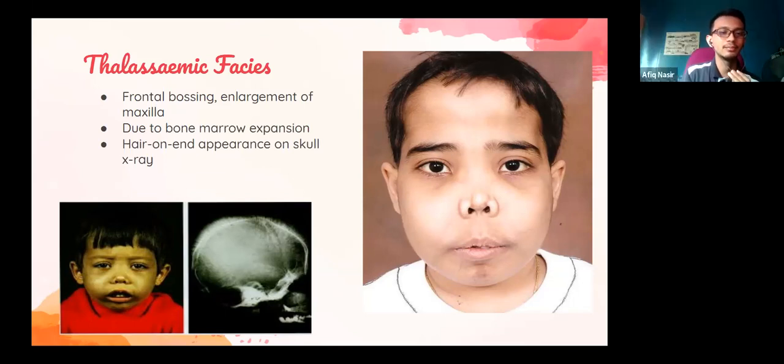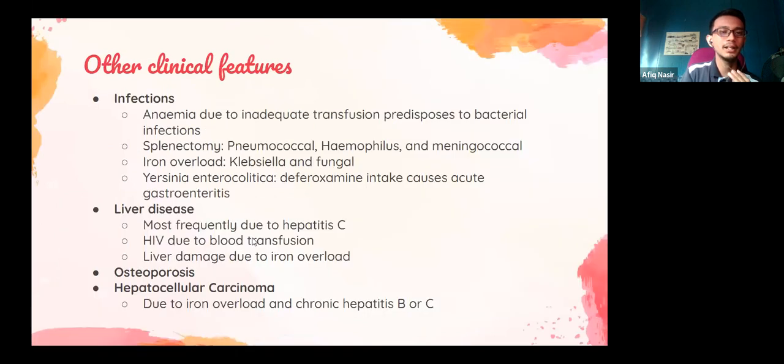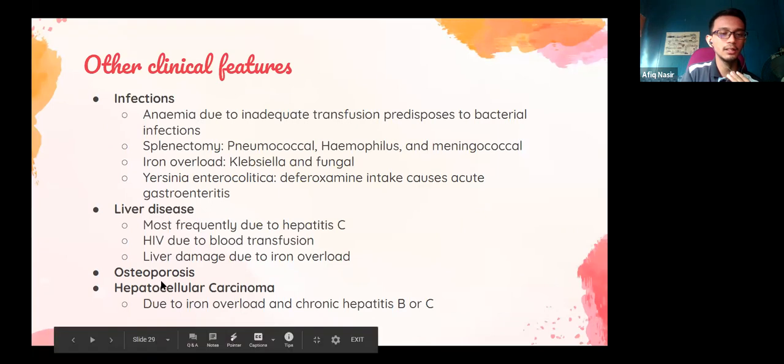So we just use thalassemic facies for ethical reasons. From the skull X-ray, we could see a hair-on-end appearance because of the high activity of the bone marrow. Other clinical features might show signs of infection because of the anemia, splenectomy, iron overload, or even iron chelation intake, and also liver disease, osteoporosis, and even hepatocellular carcinoma because of iron overload.